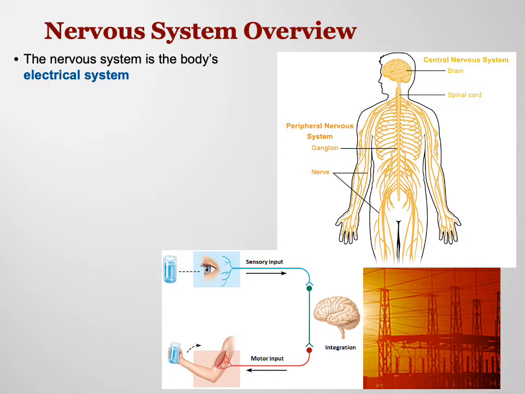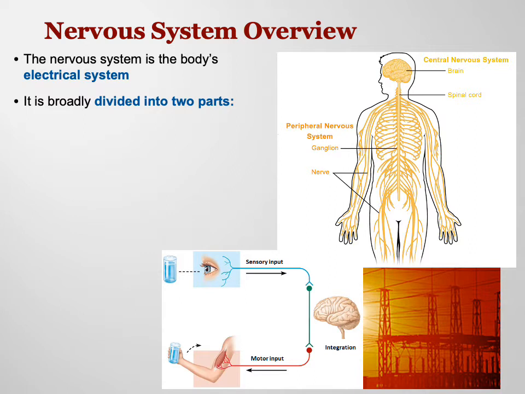Nervous system, first of all, is your body's electrical system. Nerve impulses are electrical impulses. They're caused by ions. Remember, ions are charged atoms, all right? The main ones that we deal with in this course: sodium, potassium, chloride, calcium. They have electrical charges, positive or negative, and that's electricity. So it's movement of ions that causes electricity. The nervous system is your body's electrical system.